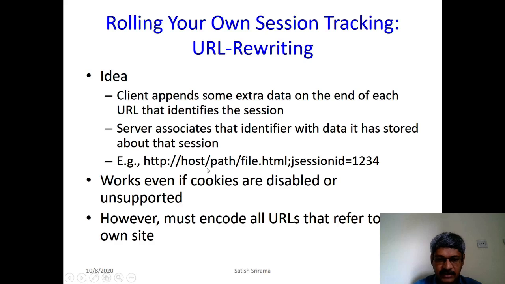Say for example, if he is trying to invoke post path file.html, here he is adding this session ID. The client is actually adding that information. Then the server associates that ID, whatever ID he has sent in the URL, with the data that is stored, the same way as with cookies, like access to that hash table. The good thing about URL rewriting is that this works even when cookies are disabled.